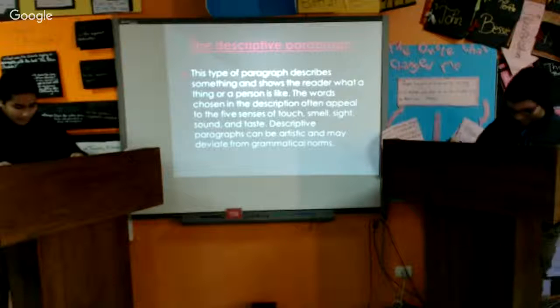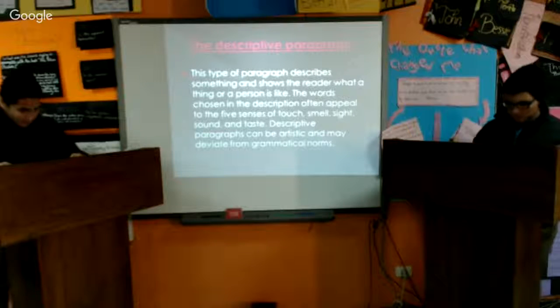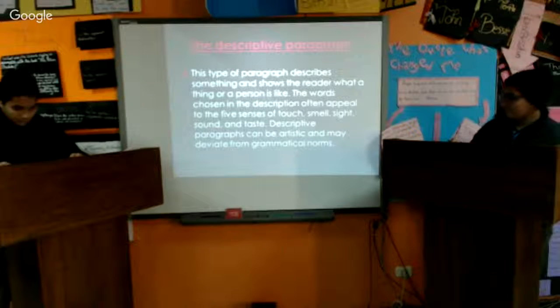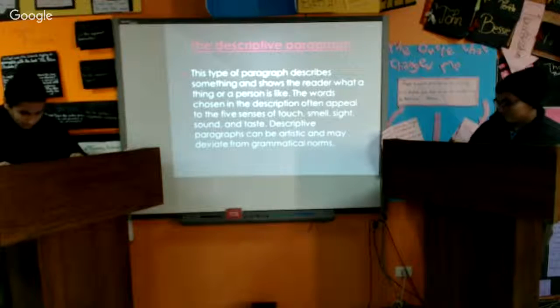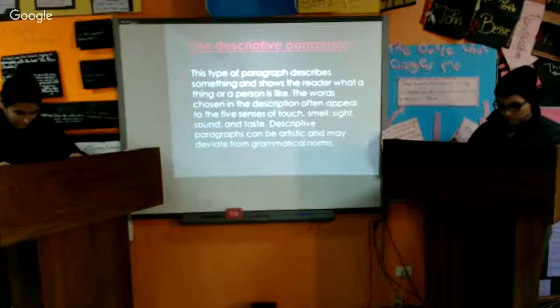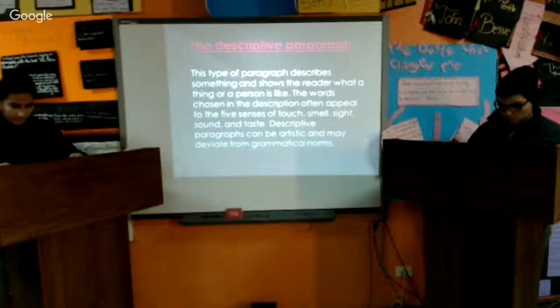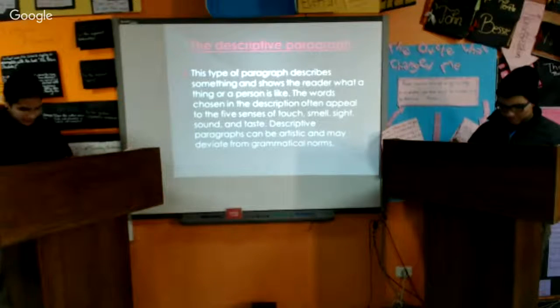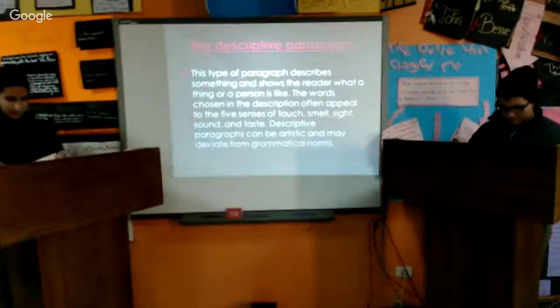The descriptive paragraph. This type of paragraph describes something and shows the reader what a thing or a person is like. The words chosen in the description often appeal to the five senses of touch, smell, sight, sound, and taste. Descriptive paragraphs can be artistic and may deviate from grammatical norms.